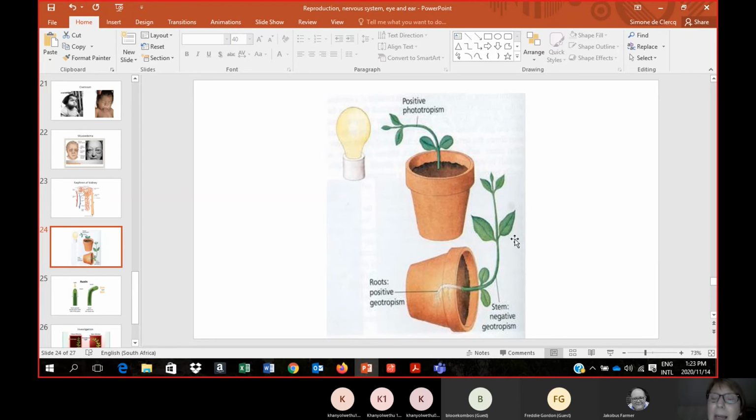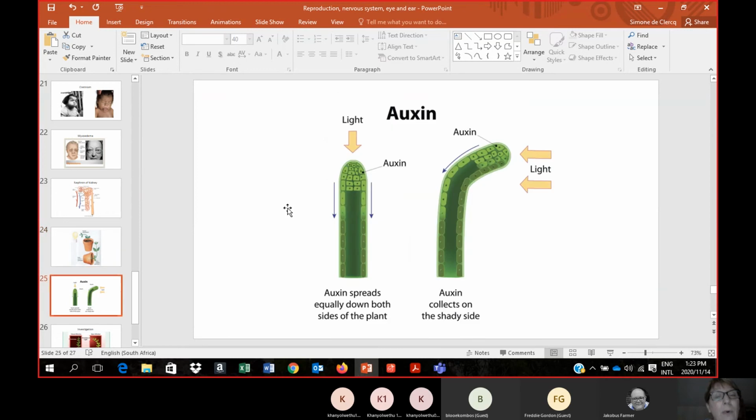And then the stem and leaves of a plant are negatively geotropic. They always grow away from gravity. So you need to know those two definitions. Then you need to know especially the effect of auxin on these growth movements. Now I want to do this very quickly because these are often asked in the exams.